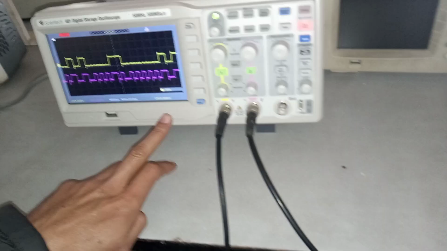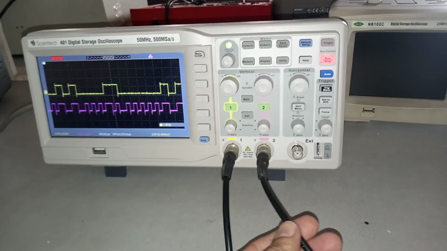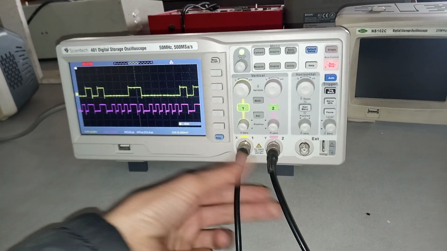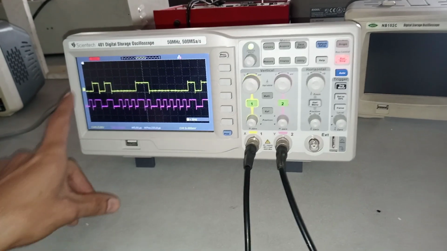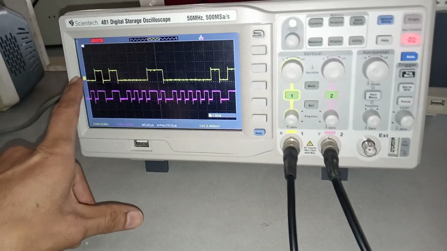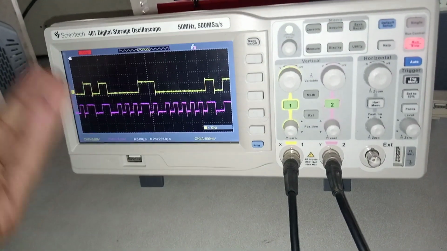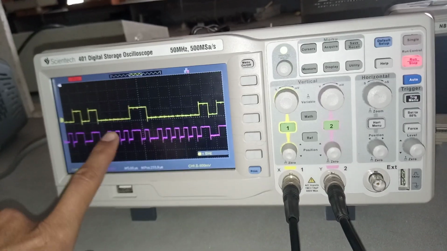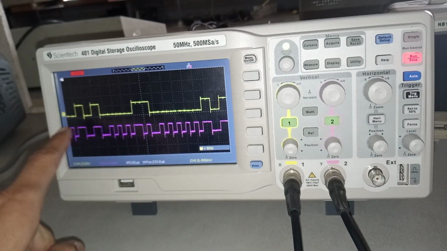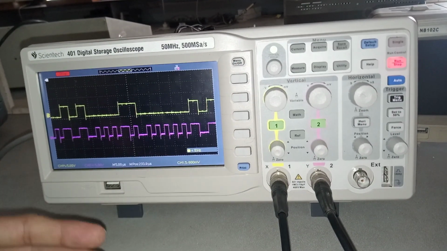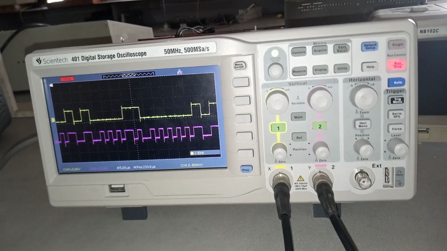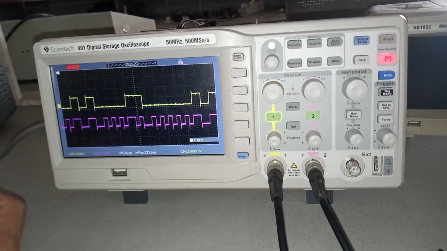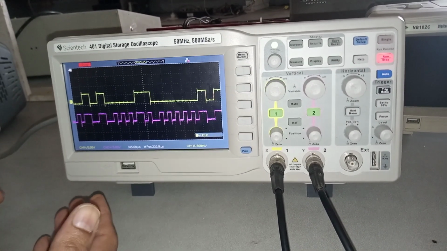This is your CRO screen, in which we are observing the output at channel number 2 and the input at channel number 1, so that you can compare input and output. The yellow stream you are seeing is your PCM output, which is given as input to your line coded kit, and your violet stream is your line coded output. The line coding we have applied is what? Manchester. So now we compare input and output, so that we understand the working of this Manchester line coding.